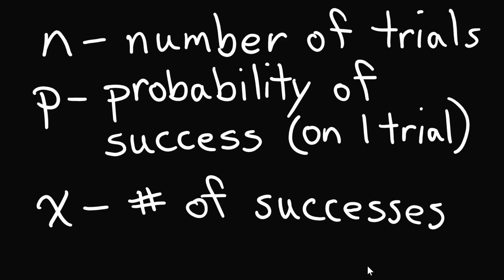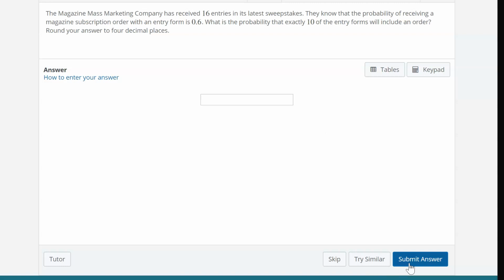Okay, so let's look at a problem. Okay, if we look at this one, remember we're looking for our three numbers n, p, and x. So if we look at this one, it says the magazine mass marketing company has received 16 entries in its last sweepstakes. They know that the probability of receiving a magazine subscription order with an entry form is 0.6. What is the probability that exactly 10 of the entry forms will include an order?